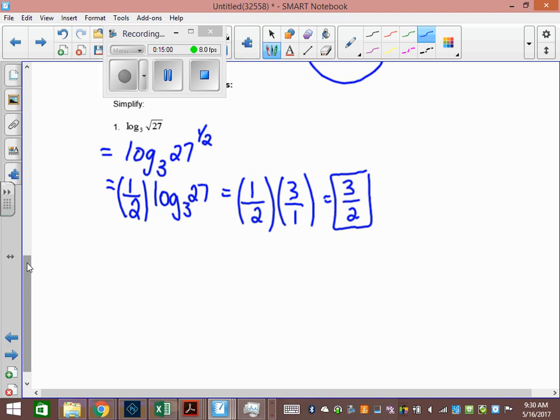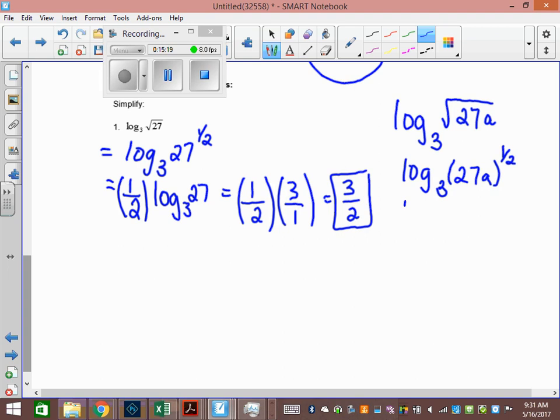Instead, they could go like this. Log base 3. They could do it like this if they wanted to. Which would be log base 3 of 27a to the half. Drop the half in front. Log base 3 of 27 and a. And what could I do with these two? You could add them.